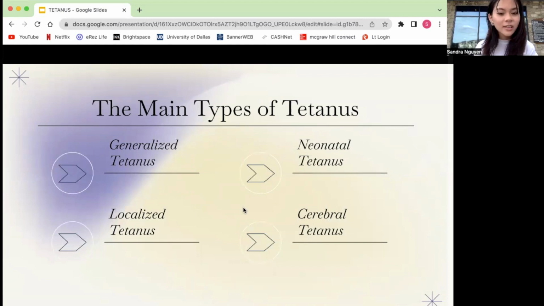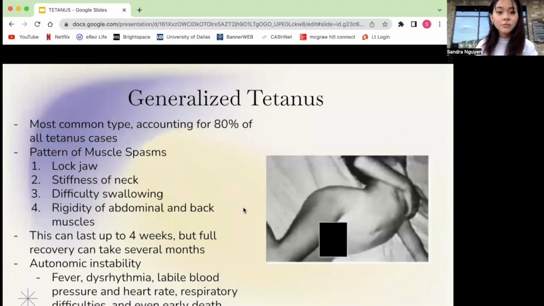So now I want to go into the main types of tetanus. There are 4: generalized tetanus, localized tetanus, neonatal tetanus, and cerebral tetanus. So first, talking about generalized tetanus, this is the most common type, accounting for about 80% of all tetanus cases, and it usually progresses in a specific pattern, following first the locked jaw, then the stiffness of the neck, then difficulty swallowing, and then the rigidity of the abdomen and back. And this can last up to 4 weeks, but full recovery can take up to several months. And then we also get some autonomic instability, including fever, dysrhythmia, labile blood pressure and heart rate, respiratory difficulties, and even early death.